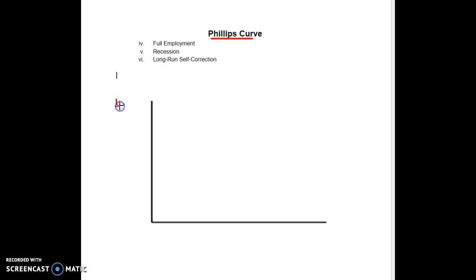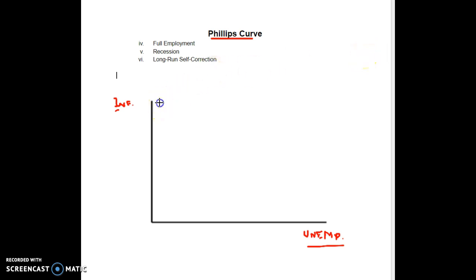So our y-axis is going to be inflation, I and F. I'm just going to abbreviate it here. And our unemployment is going to be down here on the x-axis. This is easy to remember because price level, inflation, is on the y-axis, and GDP, which indicates the level of unemployment, is always on the x-axis.